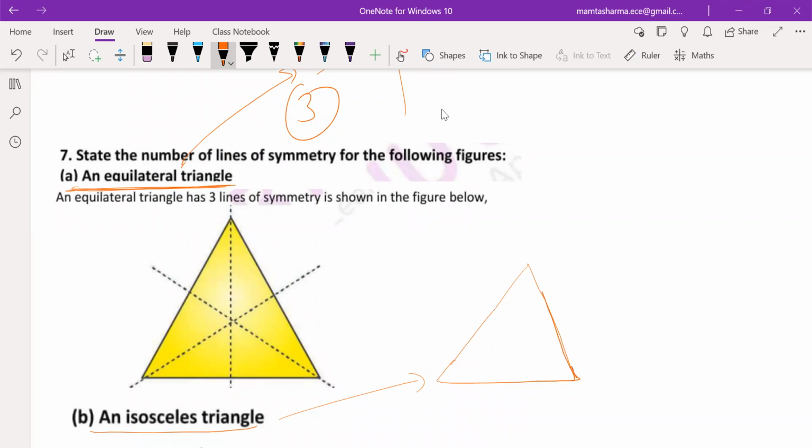Ma'am, when all three sides are equal. No, that is equilateral. Ma'am, when two sides are equal, isosceles. Two sides are equal. Okay, if these two sides are equal, how many lines of symmetry can be drawn?